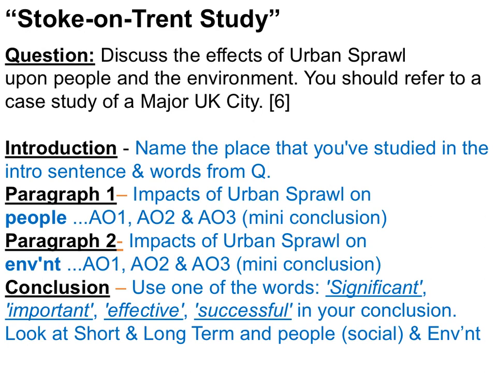Paragraph 2: impacts of urban sprawl on the environment. AO1, so data, geography, place names. AO2, this means that, or which means that. And AO3, make a mini conclusion. This is important because. And of course, your conclusion, which is going to use one of these words here: significant, important, effective, successful.